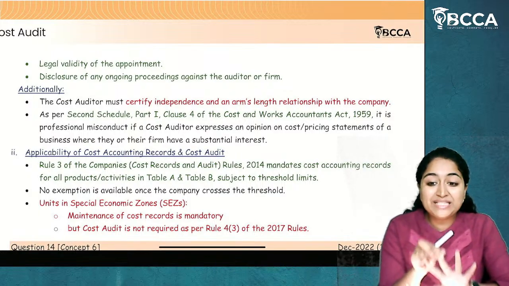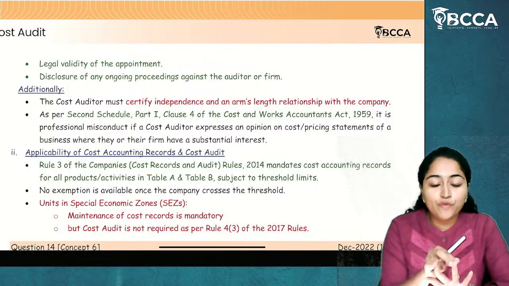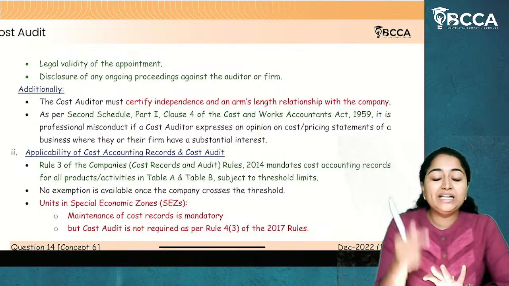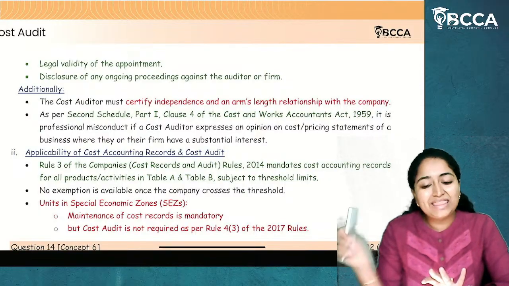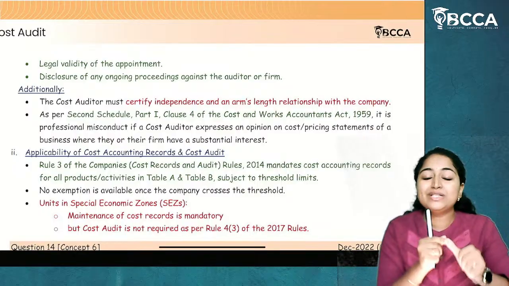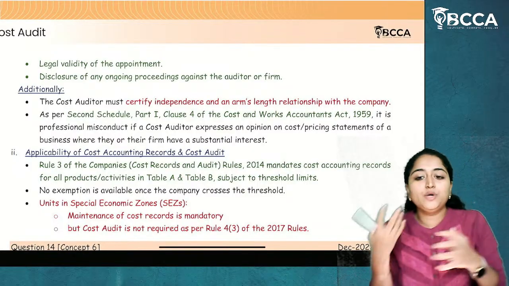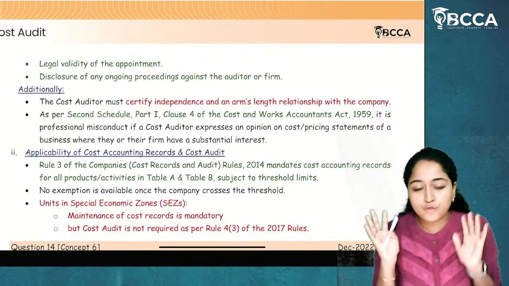Rule 3, limits as well as exemptions. Rule 4, limits as well as exemptions. Rule 5, about the maintenance of cost records in Form CRA 1 and the commencement date. And then Rule 6 is about cost audit: how the cost auditor will be appointed, who will be appointed, regarding all that you have to remember.